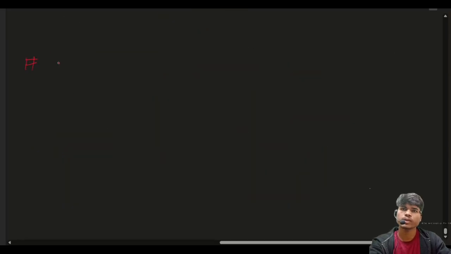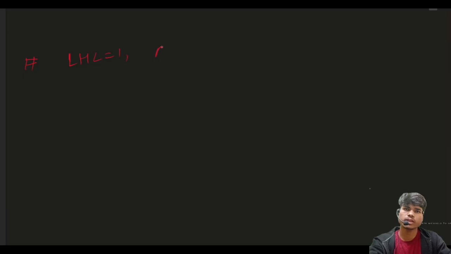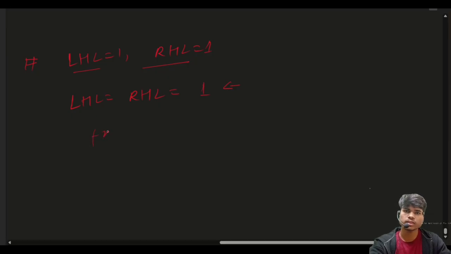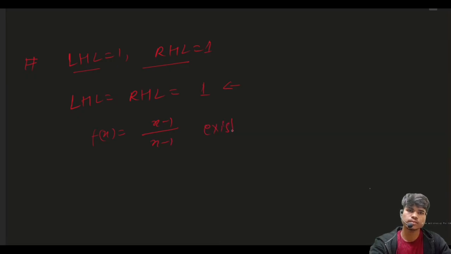So we have left hand limit equals to 1, right hand limit equals to 1. So both limits are equal. Left hand limit equals to right hand limit equals to 1, and 1 is a finite number. So the limit of the function f of x equals to x minus 1 divided by x minus 1 exists, and that is 1.